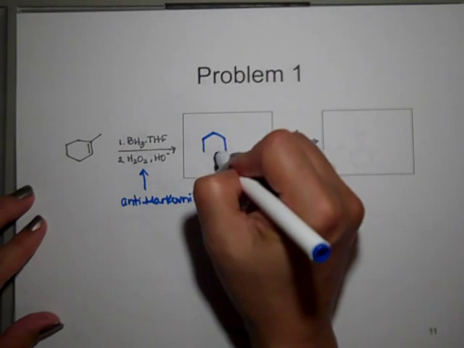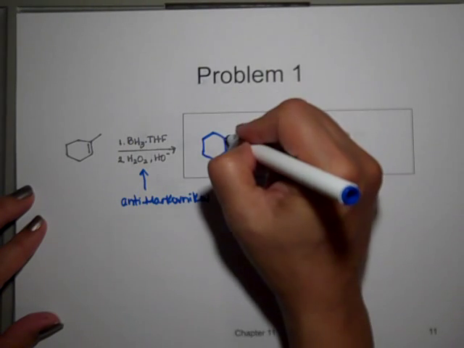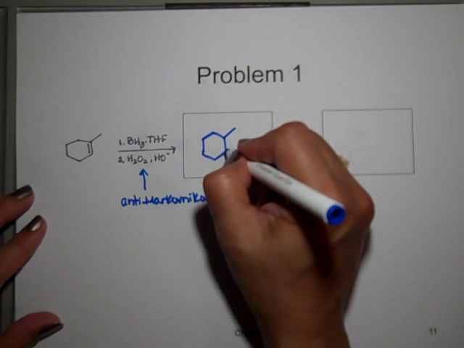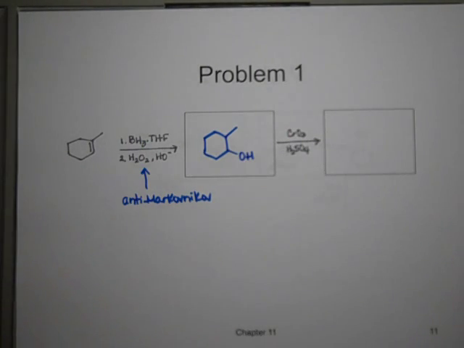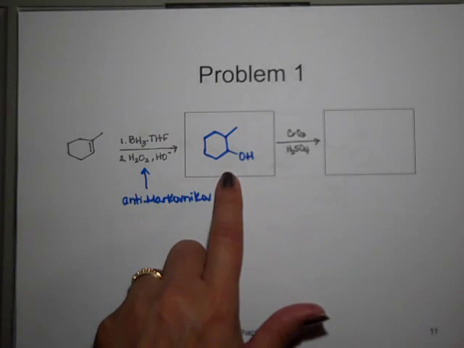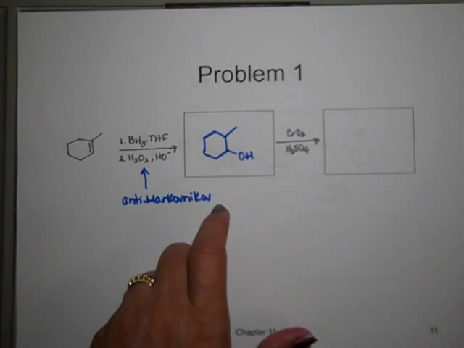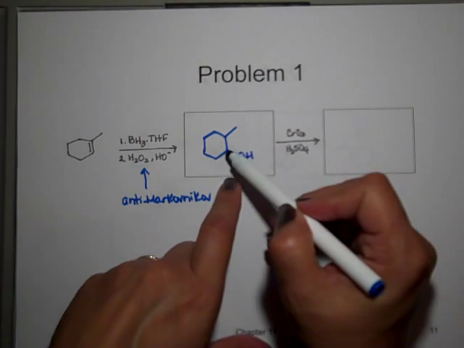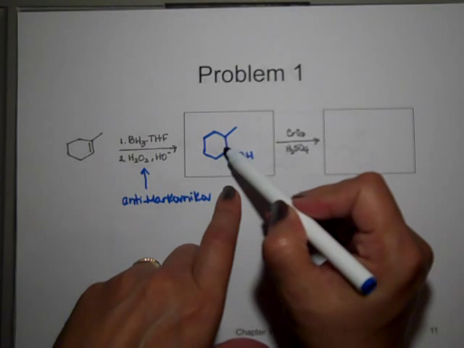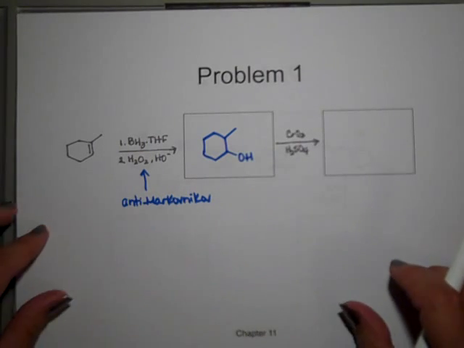So the OH is going to go to the less substituted carbon. So the OH is going to be over here. Right, I have an alcohol right there. What type of alcohol is this? Is it primary, secondary, or tertiary? It's a secondary alcohol. This alpha carbon is attached to two other carbons.